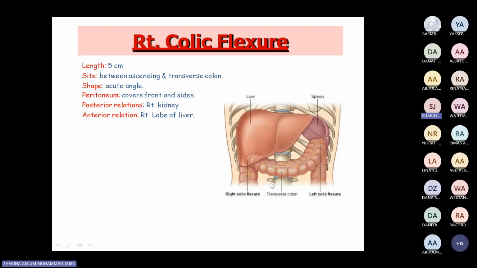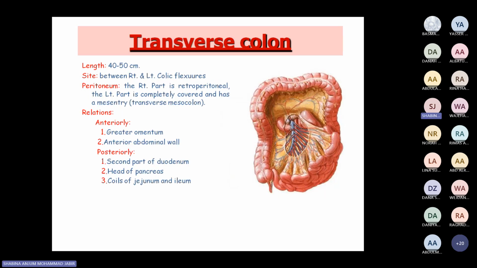Next we have the right colic flexure. Where is its location? Obviously it is between the ascending and transverse colon. It will make an acute angle. It will be covered with peritoneum from the front and sides. Posteriorly it has the right kidney, and anteriorly the liver. Now if you compare, you will find the left colic flexure is going more upwards. Right is a little lower and left is a little higher, in the superior area.